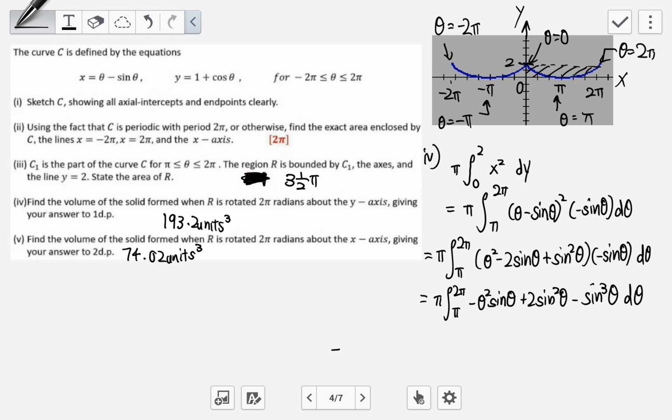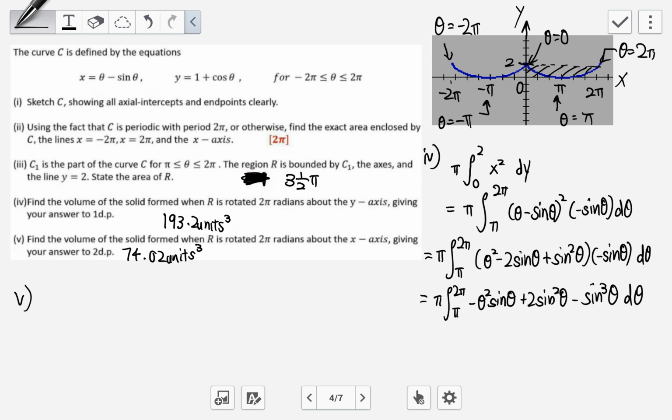Okay, so that's it. But if I don't use the graphic calculator, let's deal with part 5 first. What is the volume of the solid when R is rotated 2 pi radians about the x-axis? So the same region, but it's now rotated about the x-axis.